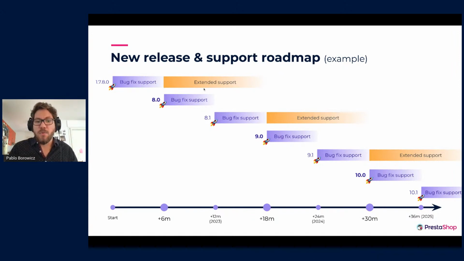They can wait for 8.1, for example, to be out. Then they can upgrade from 1.7.8 to 8.1, and then they will get 18 months of security. And then they can upgrade to 9.1 and then again get 18 months of security support. So this is our idea.